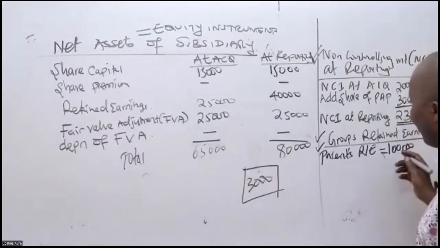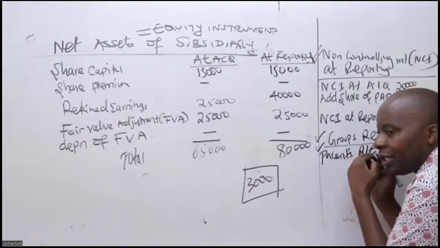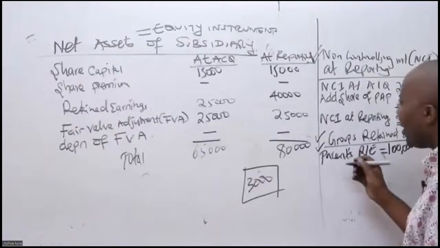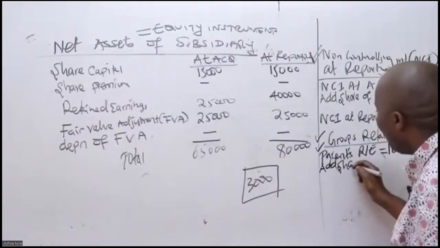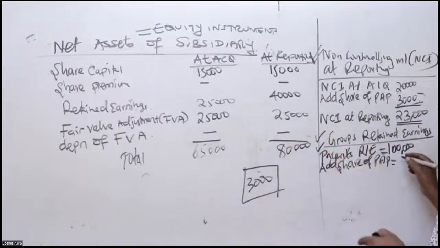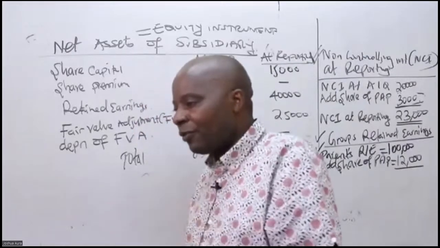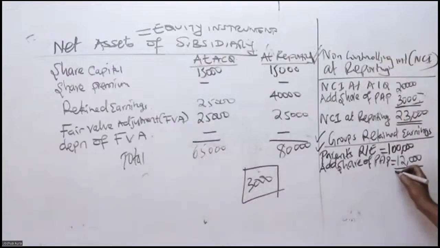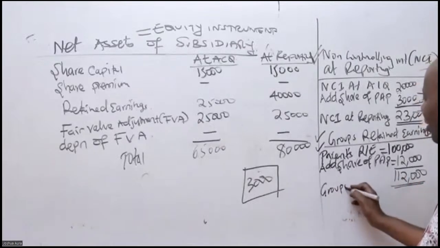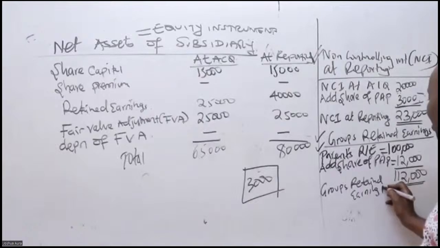But this parent, in the year, has gotten a contribution from the subsidiary. So you come and add the share of POP, the post-acquisition profit. If you remember that cell where you had the POP, you simply come and add it there, 12,000. Then this gives us what? 112,000. So this is the group retained earnings at reporting.